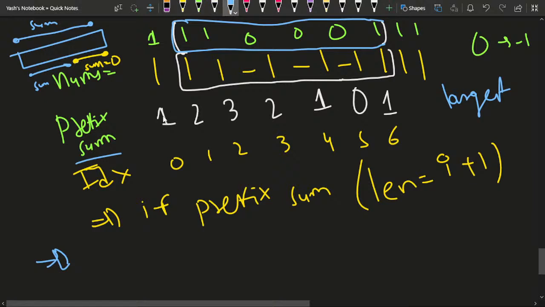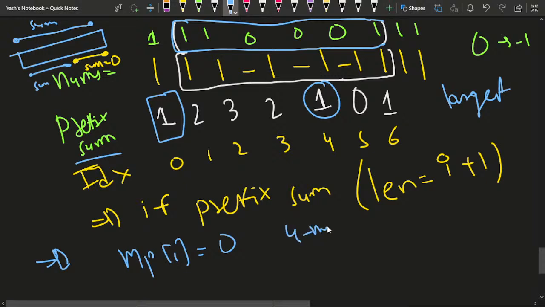So whenever I see it for the first time, that is when I will be storing it in my map. So I'll say map of 1 is equal to 0, and then once I get the sum 1 here again, that means I'll do 4 minus map of 1. 4 minus map of 1 would be 4 minus 0, and that would be the length that I need to consider as well.